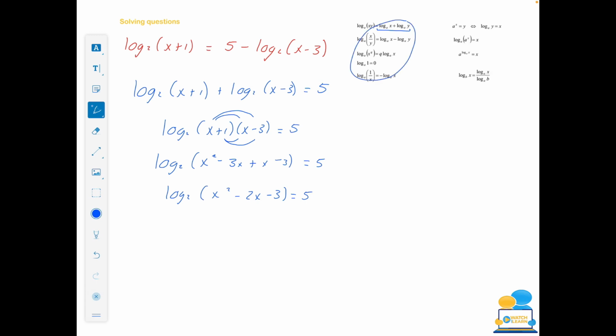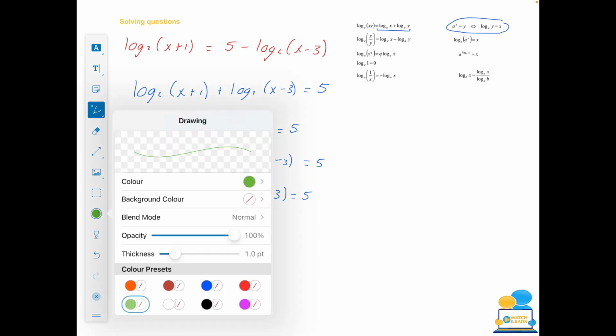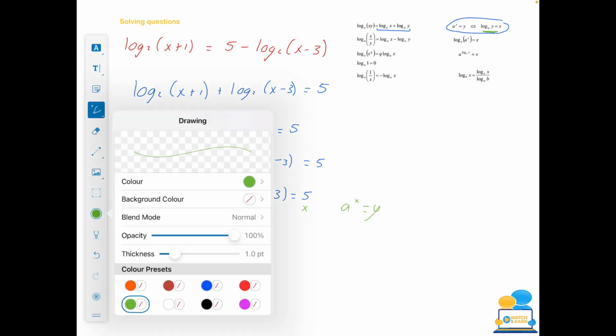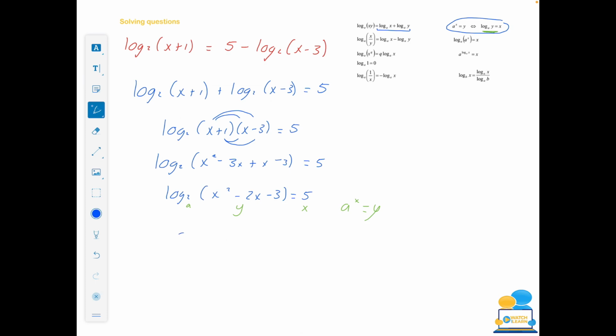Okay, now I have my x trapped inside the log. There's no more rules of logs that I can use over here. When you get to this dead end, you know we need to change then to index form. Okay, so I'm just going to label my parts here. So right now I have something that looks like log to base a of y is equal to x. This is my a, this is my y, and this is my x. We're going to go backwards. We're going to say a to the power of x is equal to y. So it's going to be my a, which is 2, to the power of my x, which is 5, is equal to y, which is x squared minus 2x minus 3.